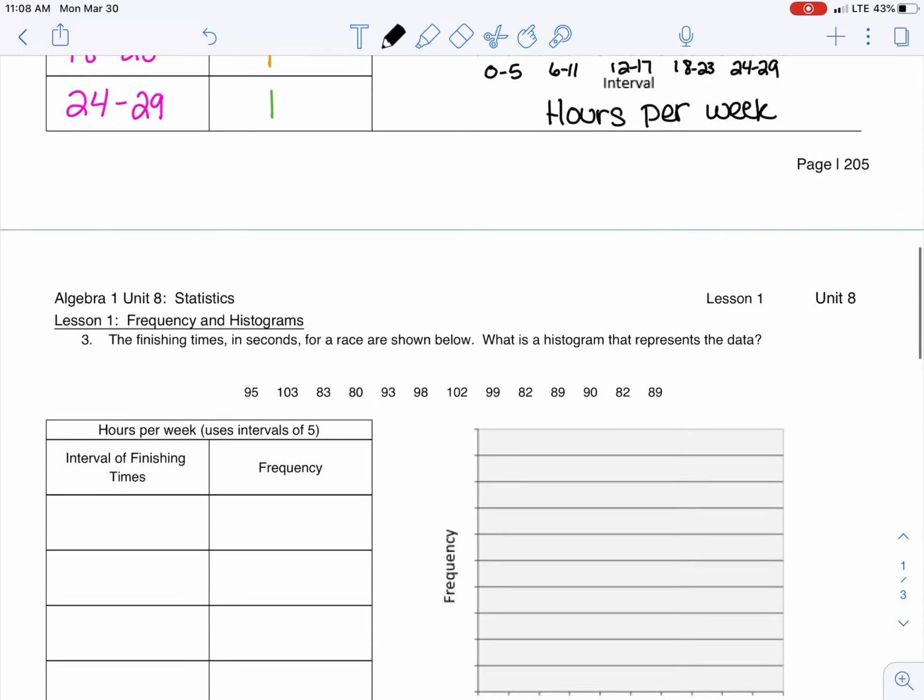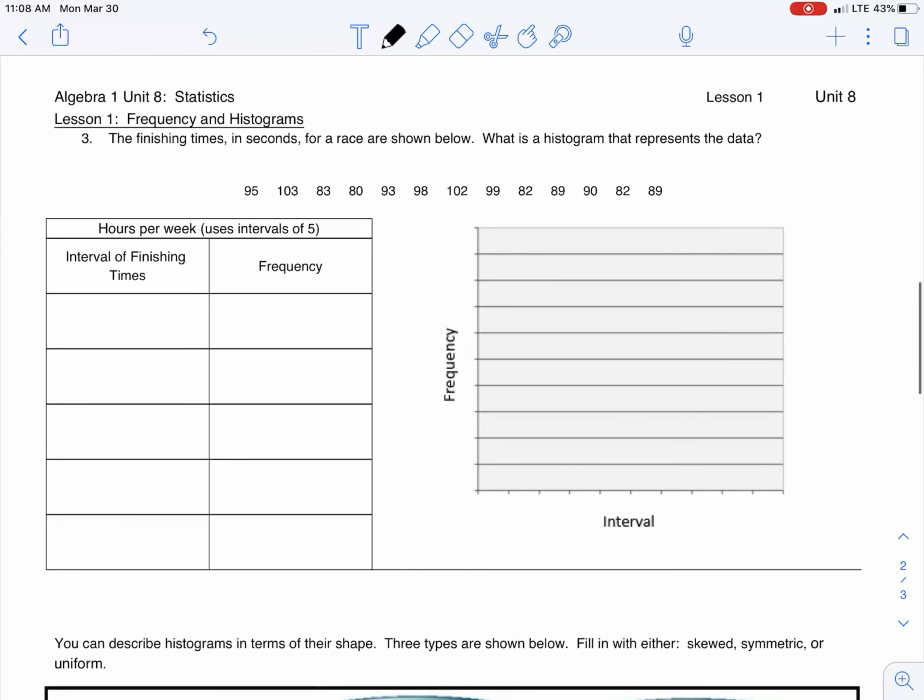All right, let's go ahead and try another one. It says the finishing times in seconds for a race are shown. So we have our data. What is the histogram that represents this data? And it tells us again to use intervals of 5. So I'm going to start at 0.